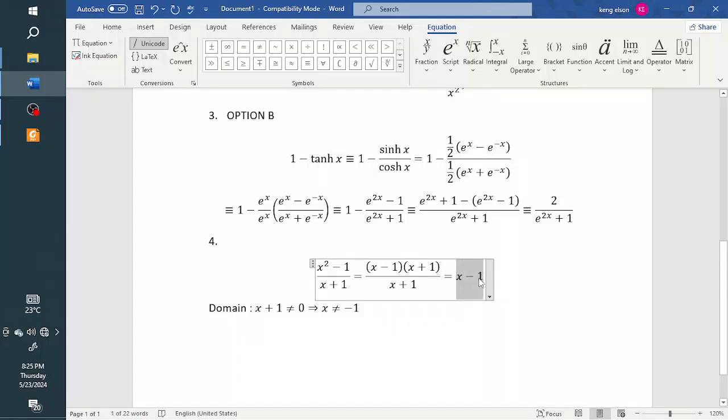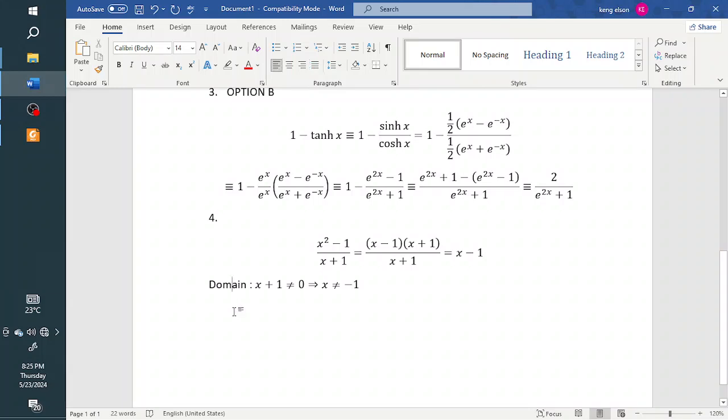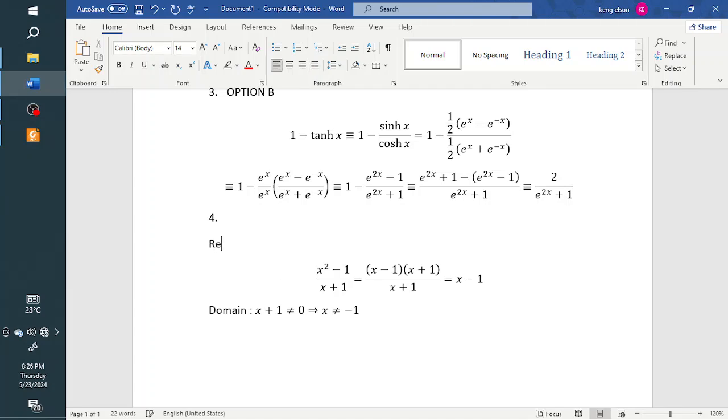So that's what we call a removable discontinuity, and this mostly occurs when we have a common factor in the numerator and the denominator. We just set that factor equal to 0, and we have the values of x that satisfy it. So this is just maybe a brief explanation. Recall.